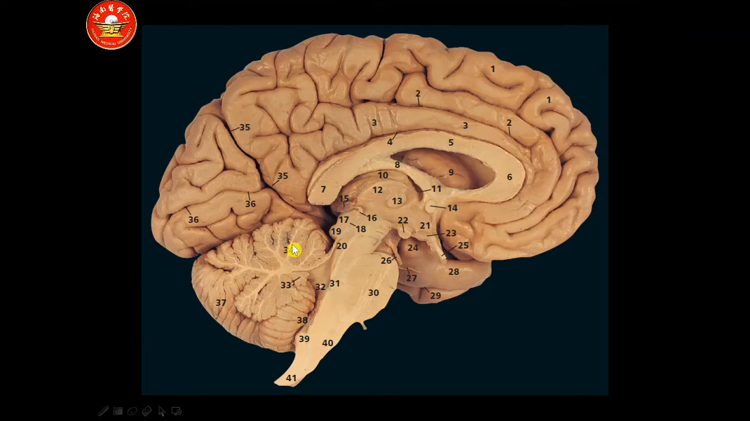34 is the anterior lobe of the cerebellum. 35 is the parieto-occipital fissure, you can see here. 36 is the calcarine sulcus. 37 is the cerebellar hemisphere. 38 is the tonsil of the cerebellum. 39 is the inferior cerebellar peduncle. 40 is the pyramid of the medulla oblongata. 41 is the medulla oblongata.